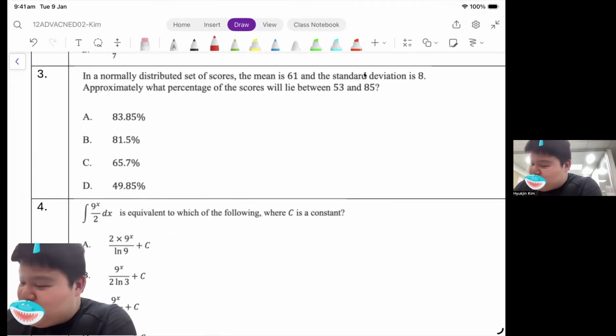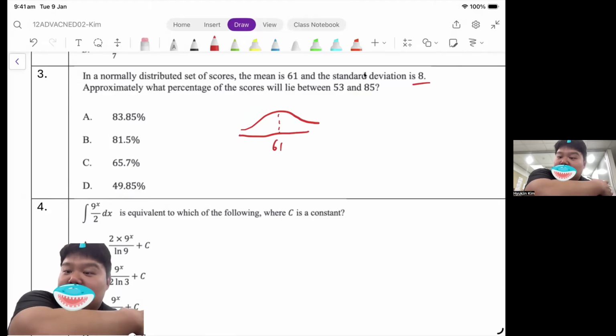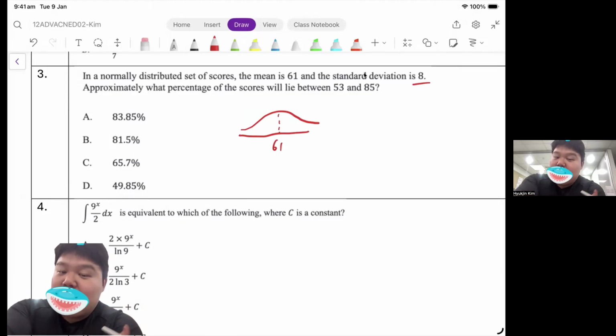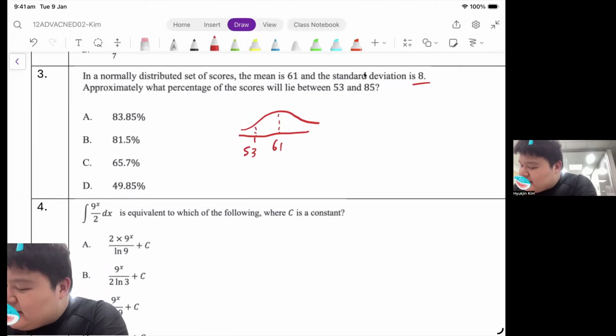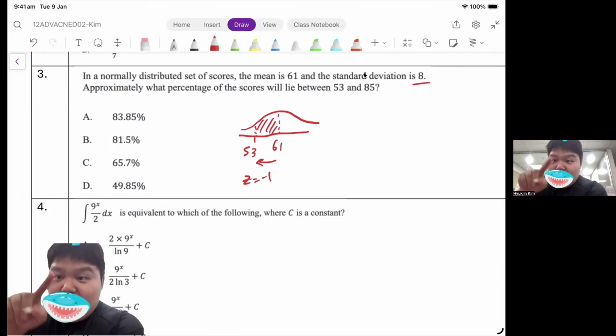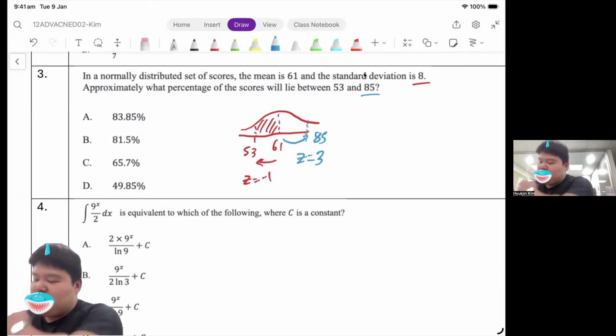All right, normal distribution. I just draw the normal distribution straight away, just to get a general idea. 61 is the mean. Standard deviation is 8. Every distance that I'm referring to here is in terms of 8. How many 8s can I fit in? If it's half 8, that's fine too. Oh, 53, look at that. That is z of negative 1, because it's only one 8 lower than that. For you guys, maybe it's that way. Now, for this guy, 85, it is 24 more. So what does that mean? Z equals 3 for 85. Yeah, we need to go up 24.